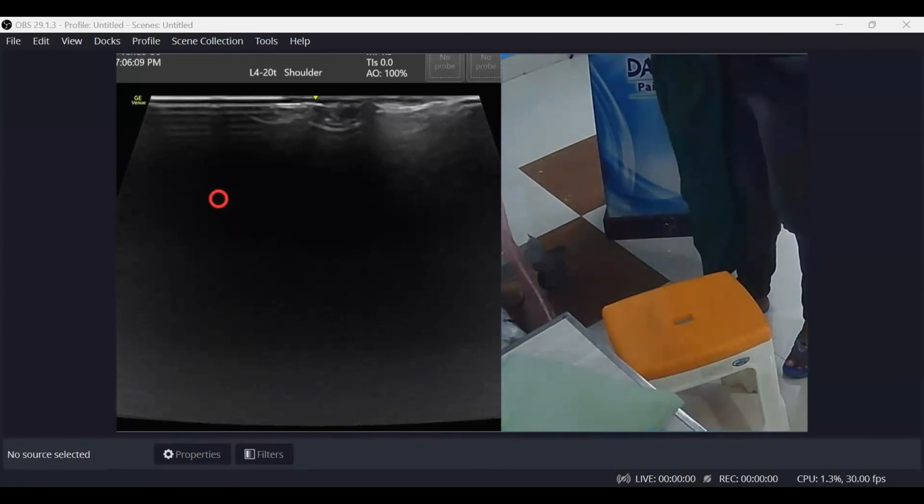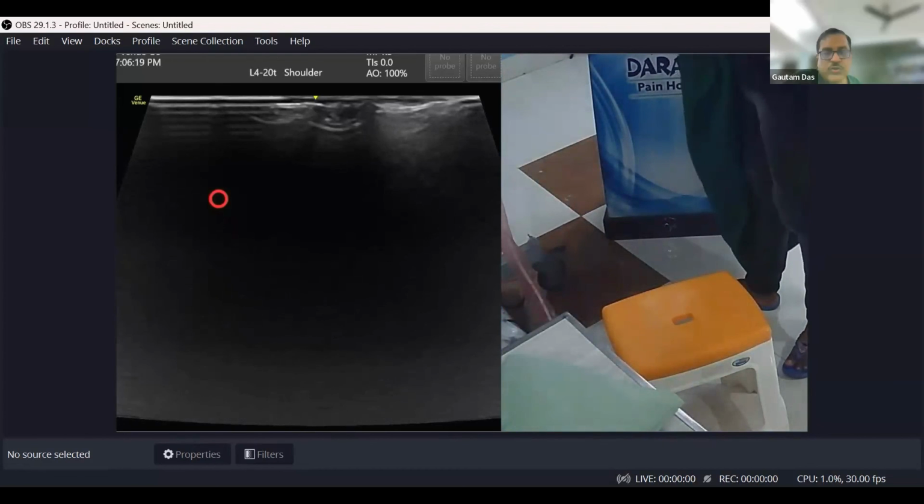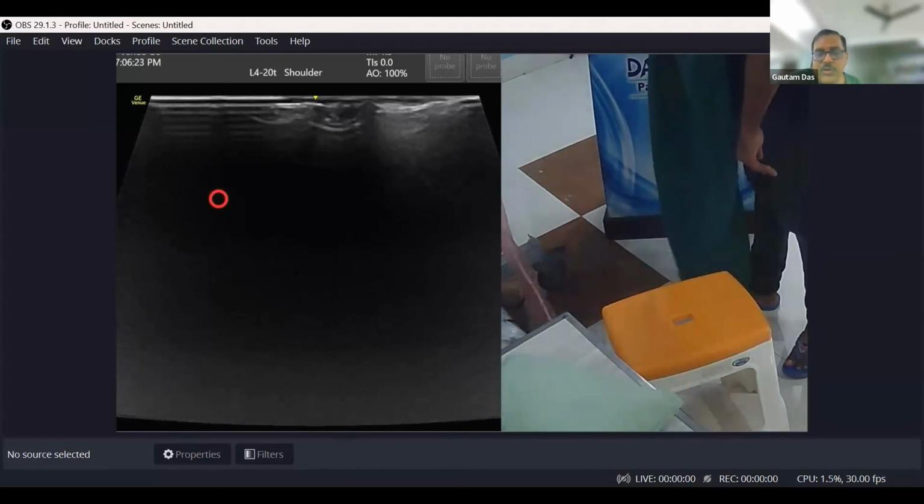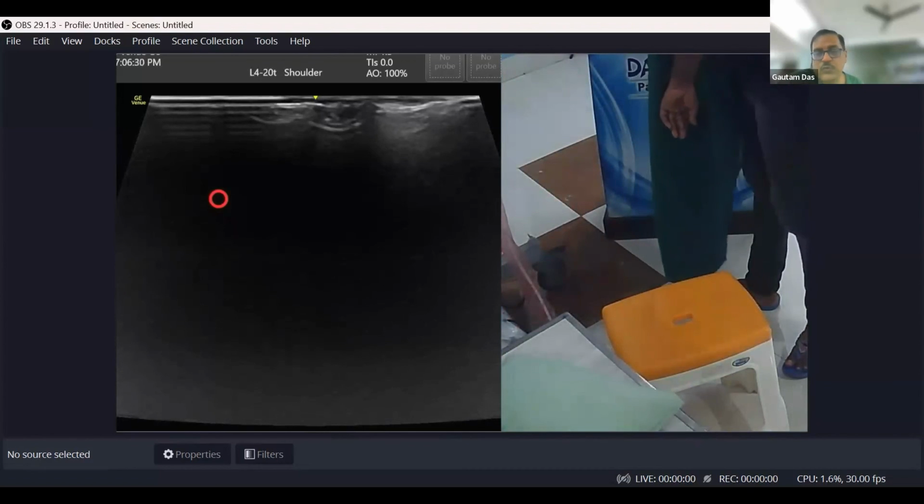Sir, in case of frozen shoulder, the patient is a diabetic female. What would be the best injection to be given? The best procedure to be done is hydrodilatation. You inject around 20 to 30 cc of dextrose or normal saline within the joint capsule. So how to go inside the joint, I have shown you.